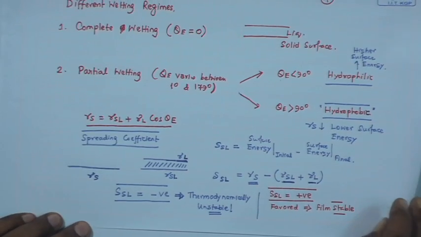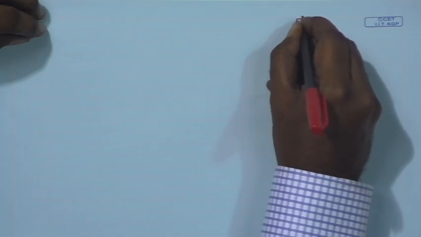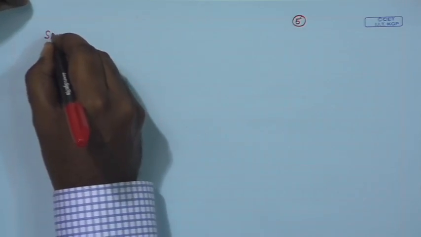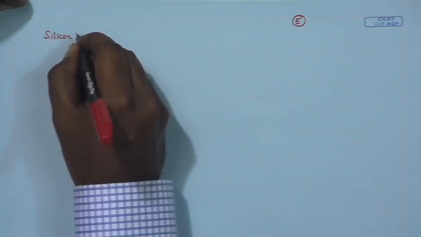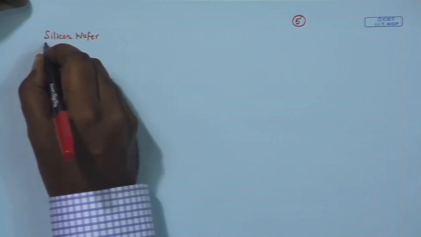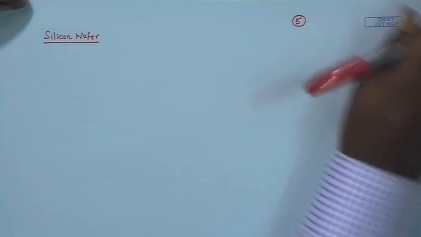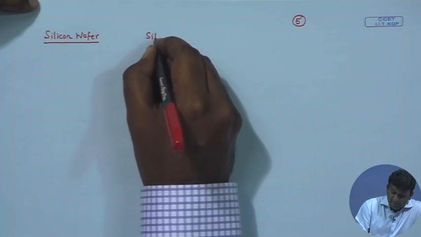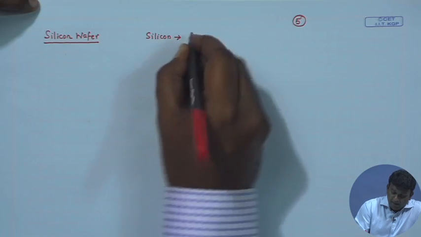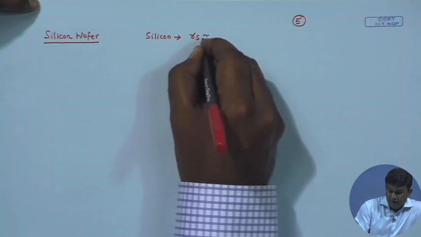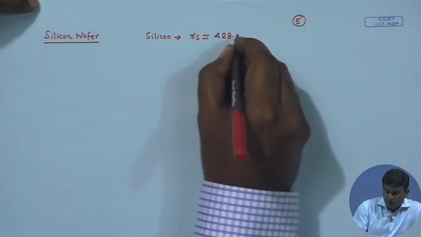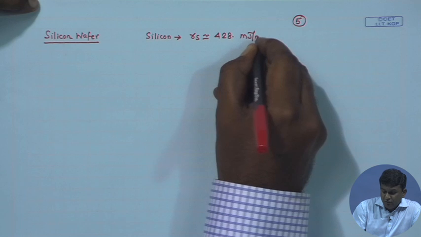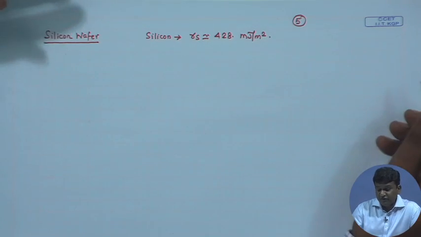I do not know how many of you have seen a silicon wafer. That is something that is the heart of microelectronics, and the photolithographic patterning we talked about will be performed on a silicon wafer, we will discuss. Silicon as a material has very high surface energy. Its gamma s is of the order of 428 millijoule per meter square. This is extremely high surface energy.